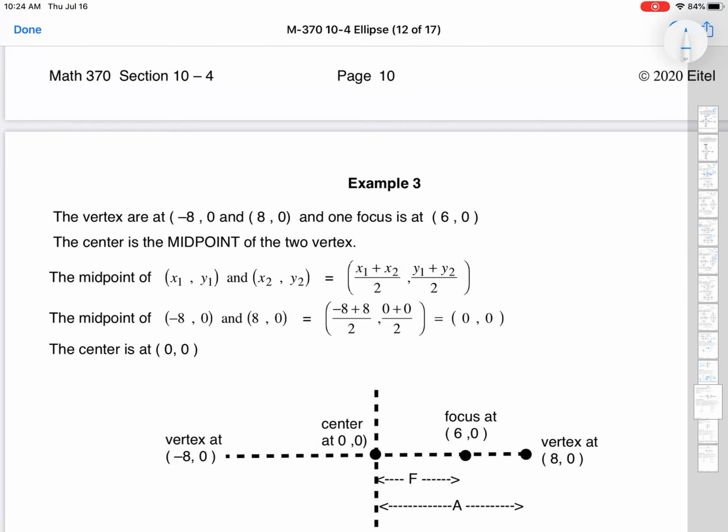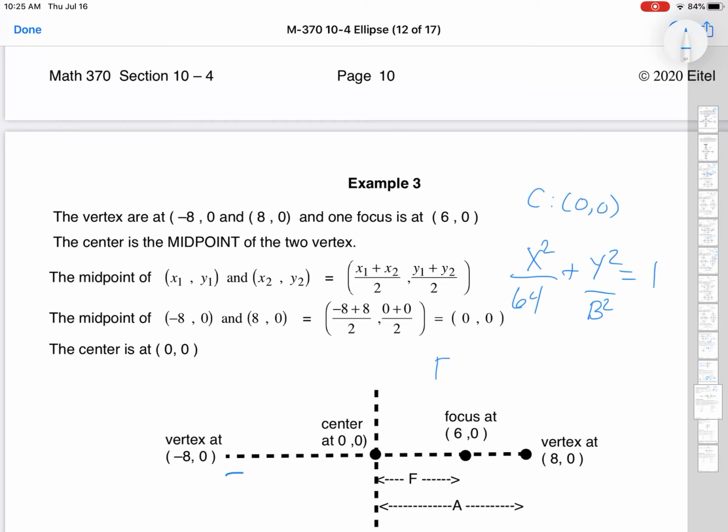Here the vertexes are negative 8, 0, and 8, 0. So we learn right away with the 6, 0 that everything's happening in the x direction. We can find out the midpoint between negative 8 and 8 and realize that the center is at 0, 0. And we know so much. We know the exact same information. Now we know it's x squared plus y squared is equal to 1. We know everything's happening to the x, so the 64 is right under here, and we're looking for the b squared.